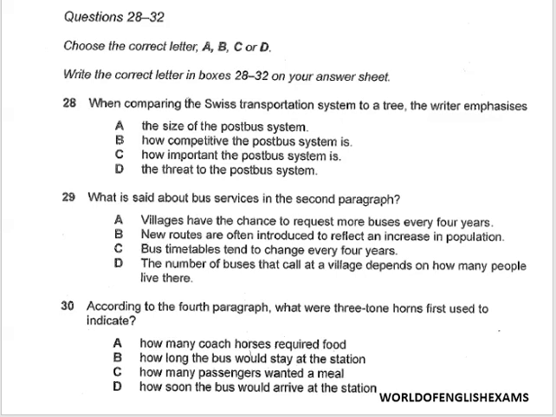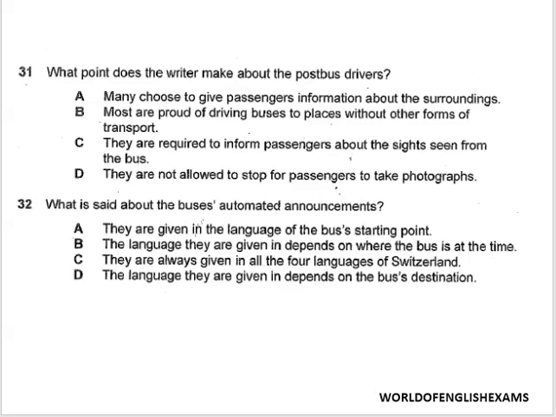According to the fourth paragraph, what were three-tone horns first used to indicate? So clearly the keywords are fourth paragraph, three-tone horns, and first used to indicate. First means initially they were used to indicate which of the following. Now moving on to the next question.